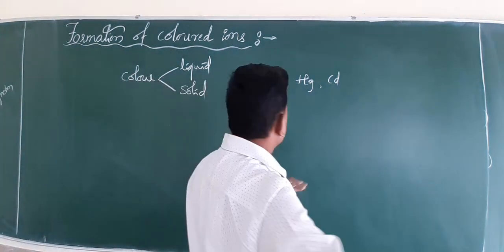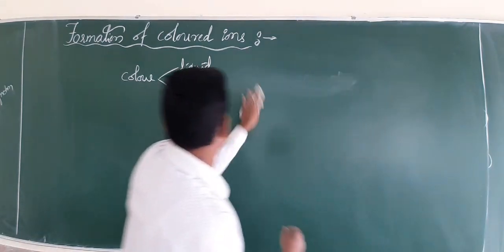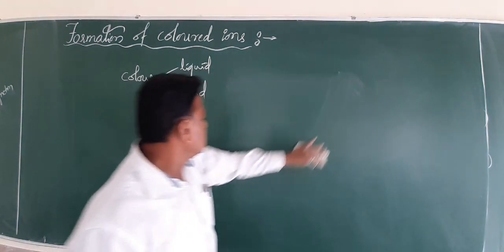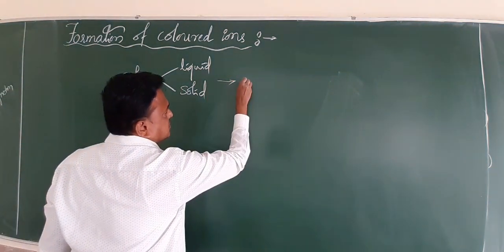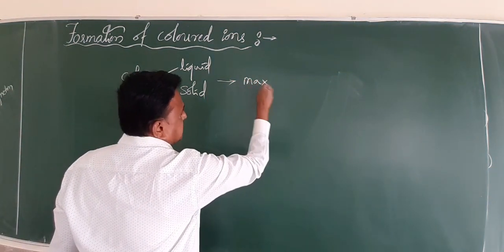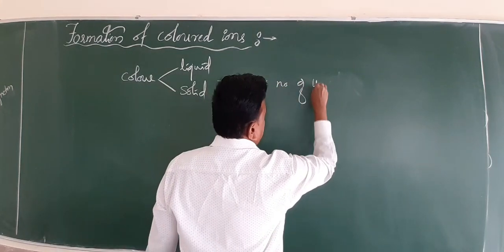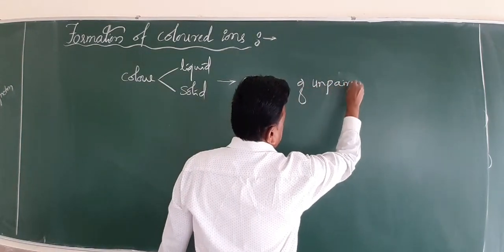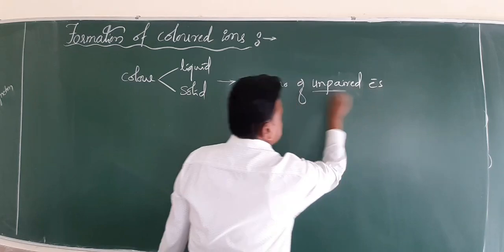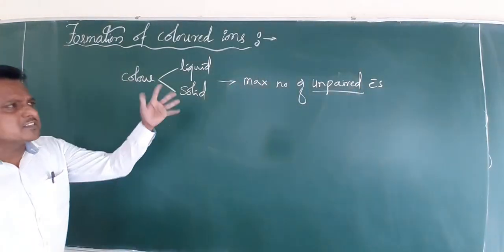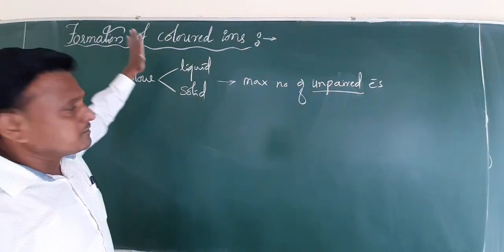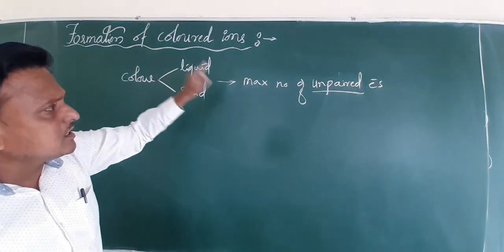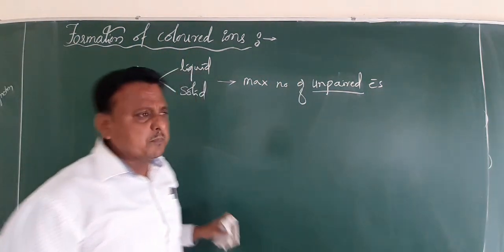Why do these transition metals show color? That is the major reason of our syllabus today. The transition metal shows color because they contain a maximum number of unpaired electrons. This is the answer. Already we know every question has a single answer: because of unpaired electrons. Here also, why they show color: the maximum number of unpaired electrons.